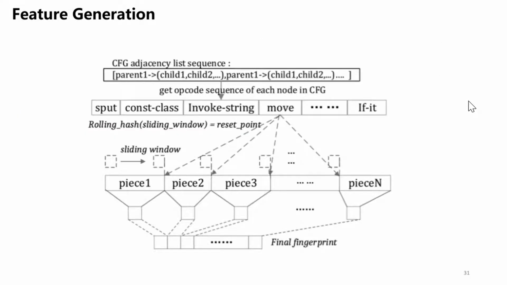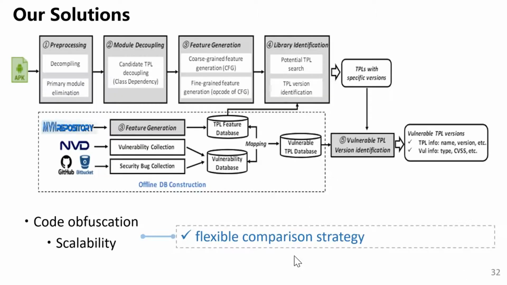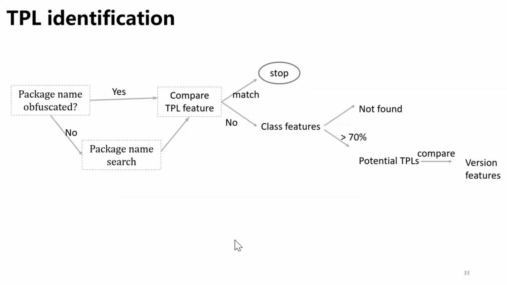For the fine-grained feature, we get the opcode sequence from each CFG adjacency list. Then we use a rolling hash and sliding window to generate the version fingerprint. For the last step, we adopt a flexible comparison strategy to handle it.